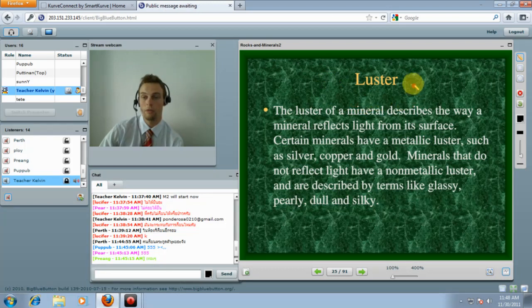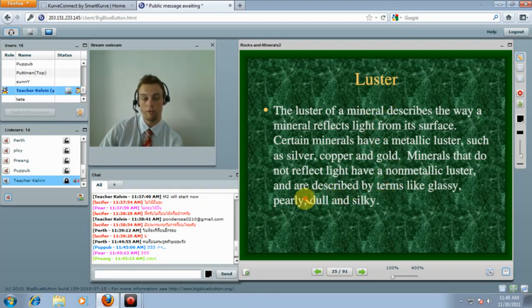So the luster is basically, in very simple terms, how shiny is it? What kind of shininess does it have? We know that diamonds and precious metals like silver and gold are shiny, and that's probably why people really like them and find them valuable, because of this kind of shininess and the fact that they're rare. It doesn't have to be shiny to have luster.